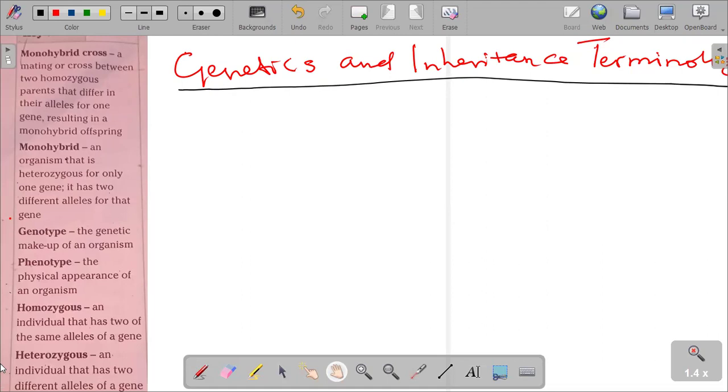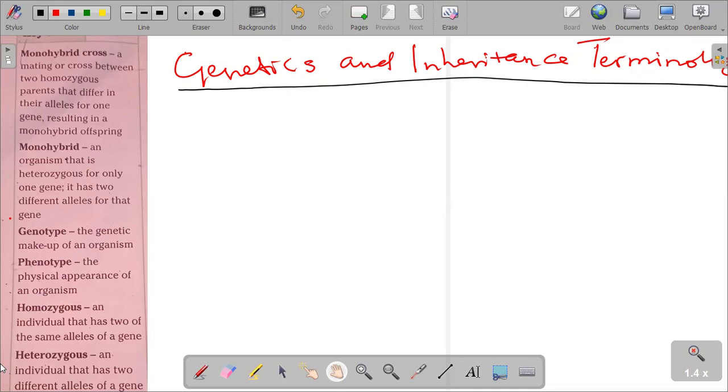Today we are going to talk about genetics and inheritance terminologies, key terms. There are certain key words that we are supposed to define so that when we are going to do our chapter of genetics and inheritance, all things will be easy and flowing. I'm going to ensure that I explain and give examples of each of the terms that are going to be used there.